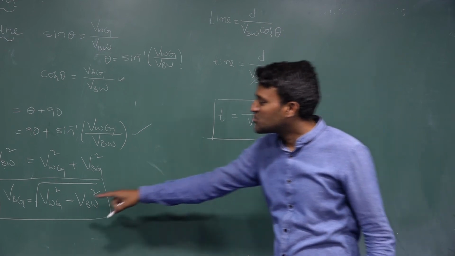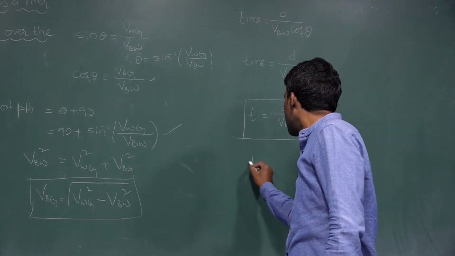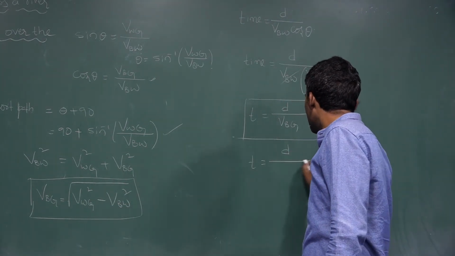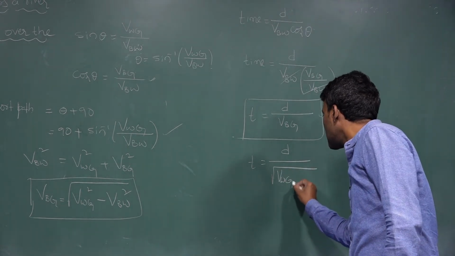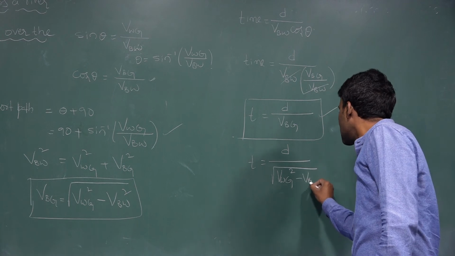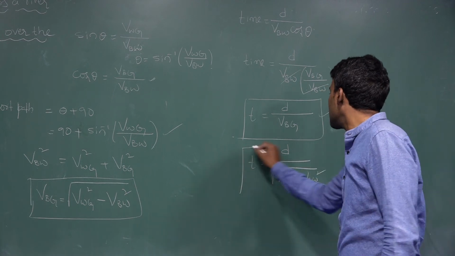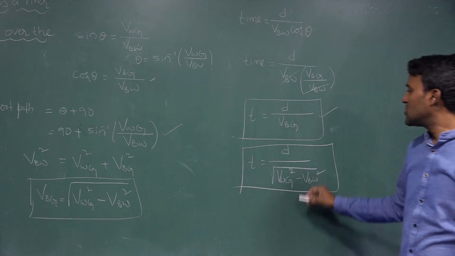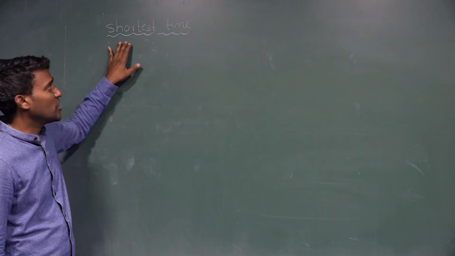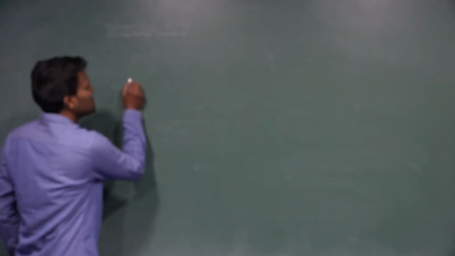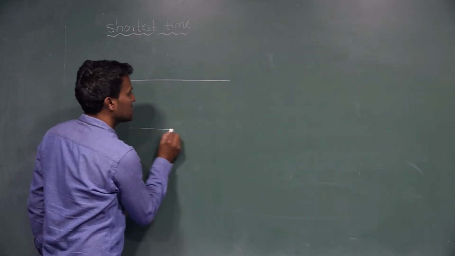Velocity of the boat with respect to ground, we know the equation: T is equal to D divided by under root of VWG square minus VBW square. T is equal to D divided by under root of VWG square minus VBW square. Shortest time in this one, same.